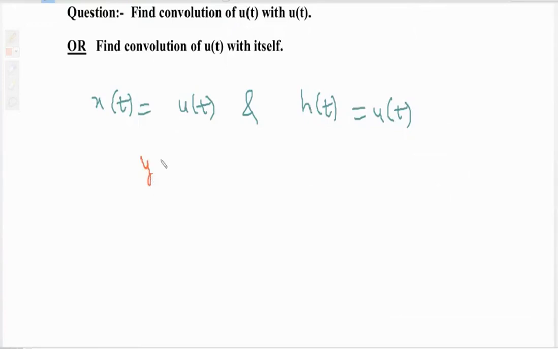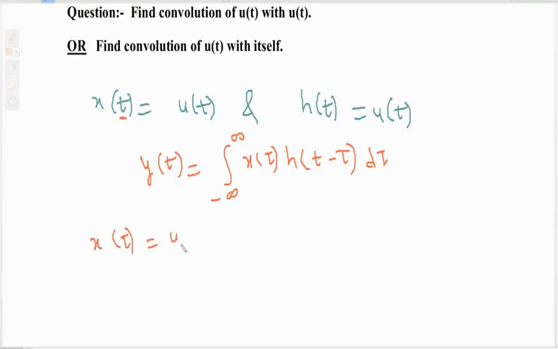What is the formula of convolution? y of t equal to the integration from minus infinity to infinity of x of tau h of t minus tau d tau. But the available data is x of t and h of t. So convert it into x of tau, and convert it into h of t minus tau. So here just put t as tau. So this becomes x of tau equal to u of tau.